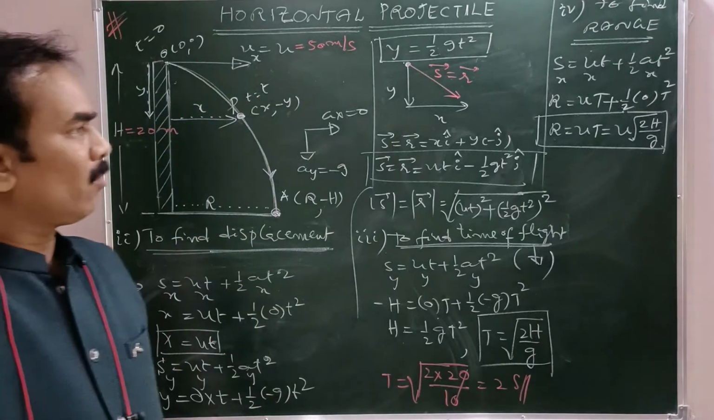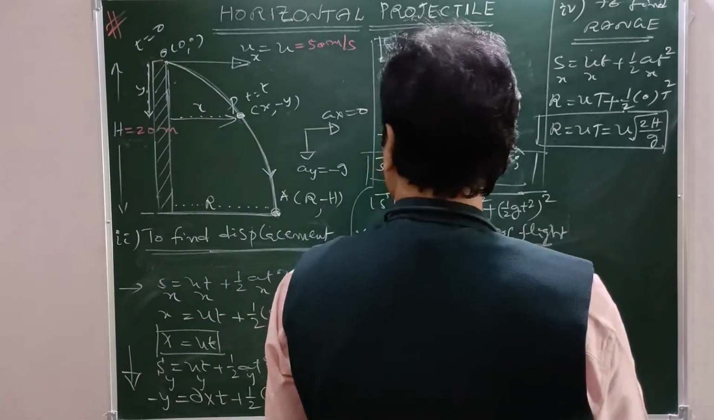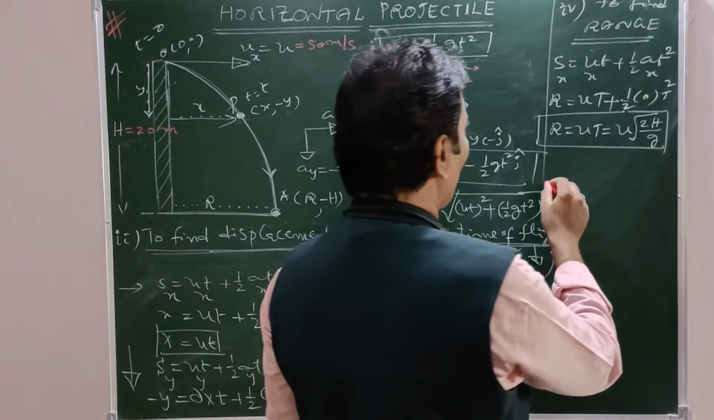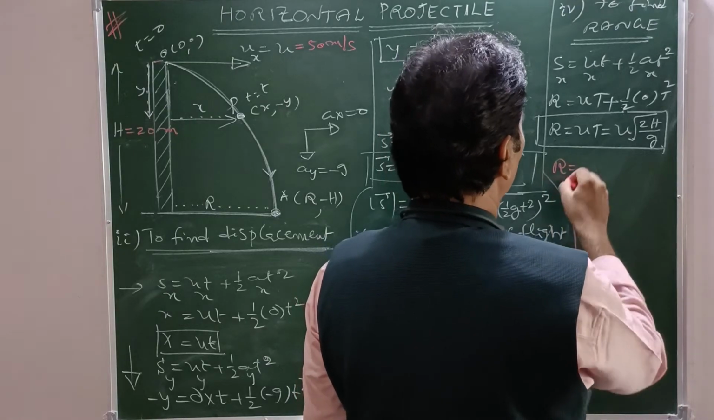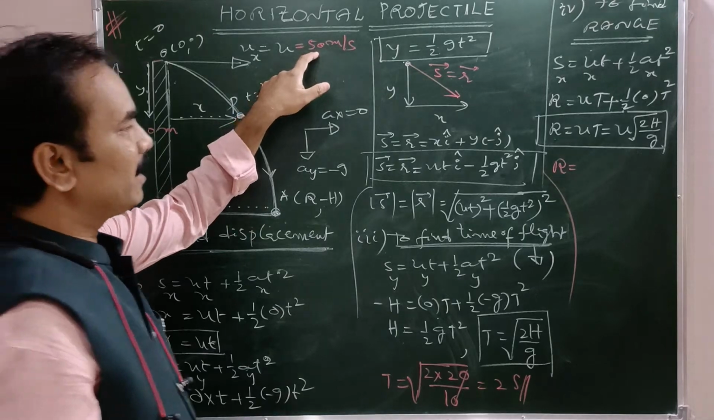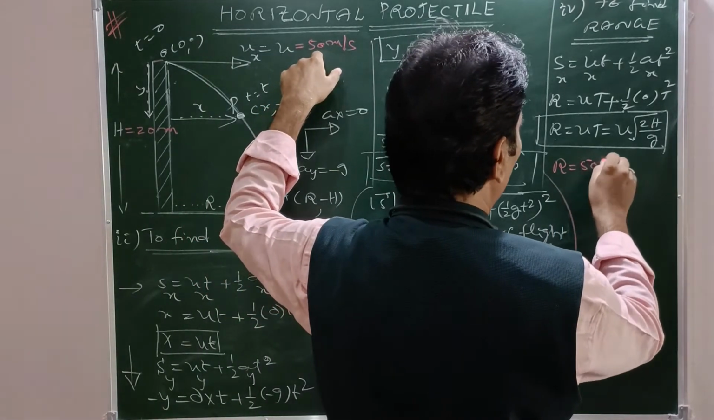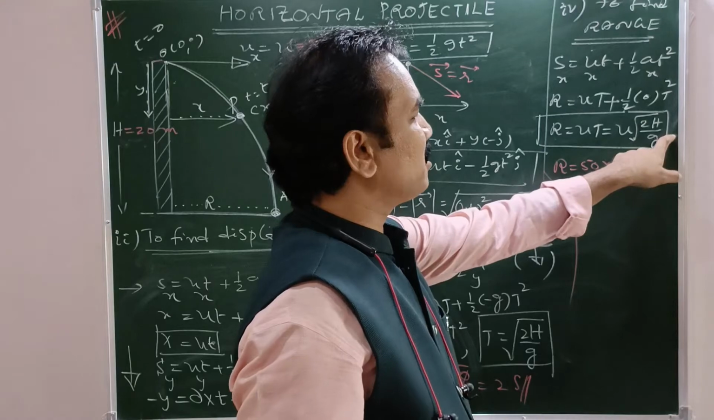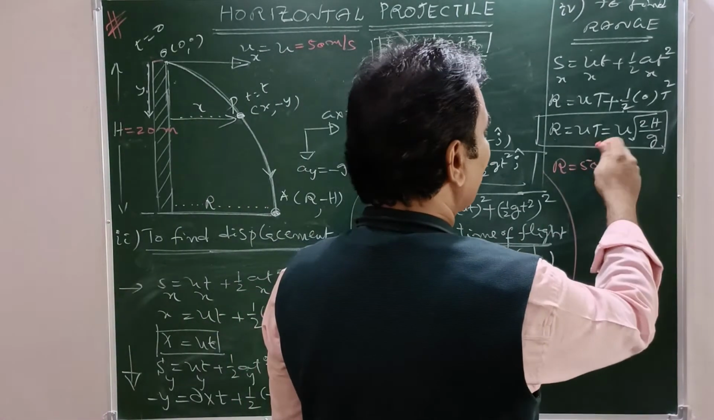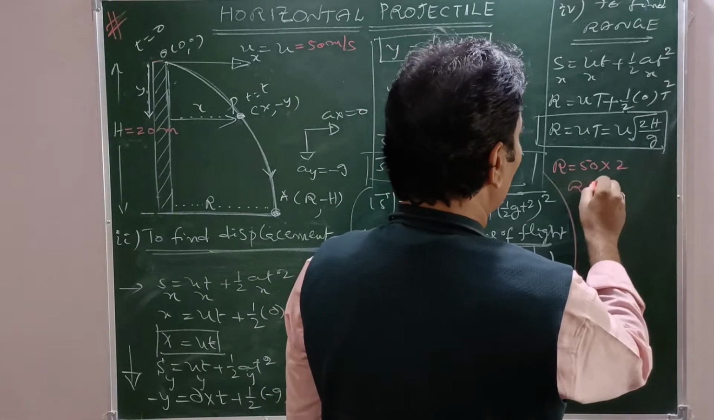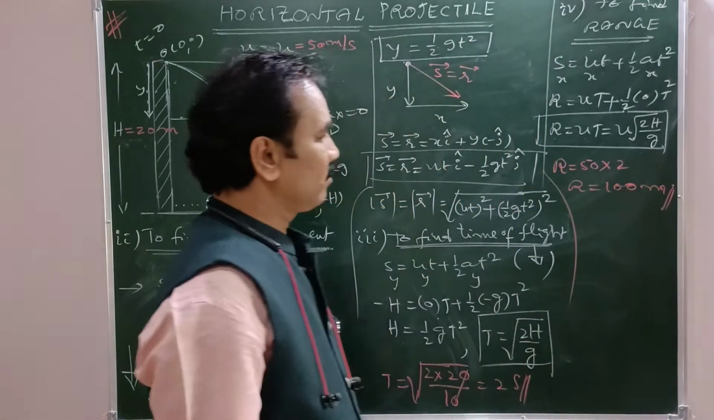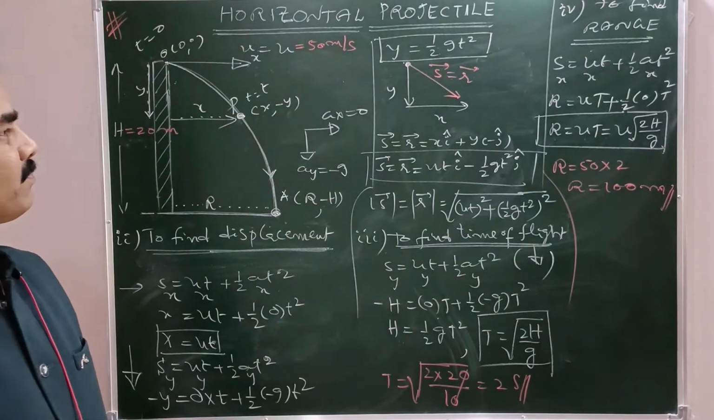Right? Now what is the range here? What is the horizontal range covered on landing on the ground? That is range equal to u into t. What is u? u means velocity of projection along horizontal, that is 50. 50 into time of flight, otherwise root 2h by g, which we already found as 2 seconds. So u into t, 2 seconds. That is range equal to 100 meter. Okay, 100 meter.